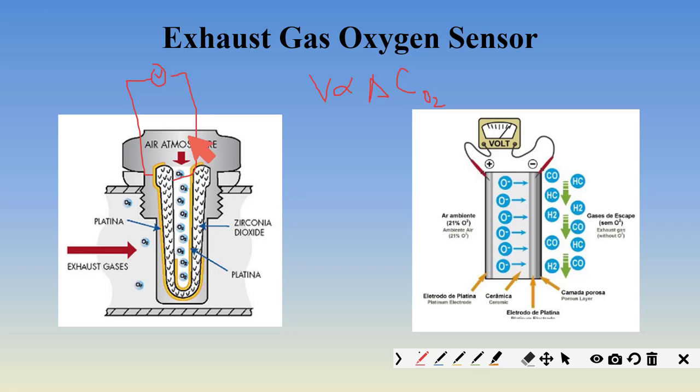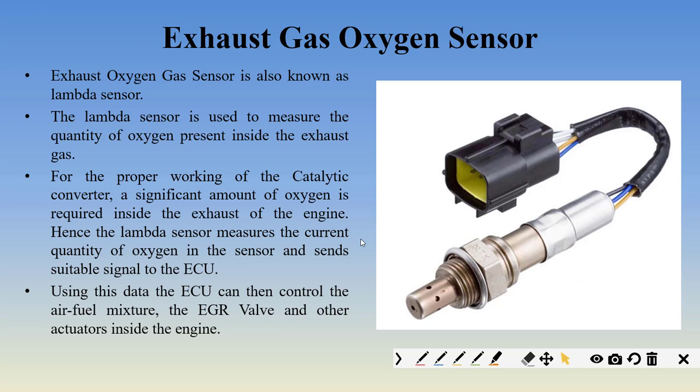then the voltage generated will be greater. That is measured using this voltmeter. So that is basically what is happening over here. Because of the flow of electrons and the oxygen particles, there is a voltage difference across these two plates, and this voltage difference is directly proportional to the difference in concentration of the oxygen. So that is how the exhaust oxygen gas sensor works. The exhaust oxygen gas sensor is also known as the lambda sensor.